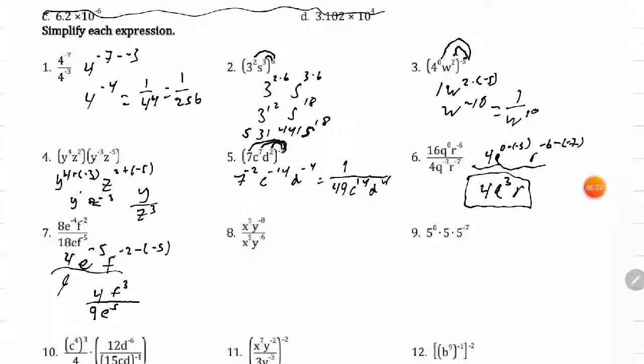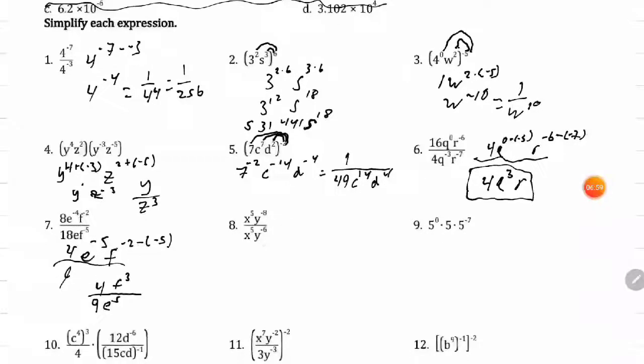Okay. Number 8. X to the fifth divided by x to the fifth. Well, anything divided by itself cancels or becomes 1. So y to the negative 8 minus 6 is y to the negative second. We don't like negative, so we're going to flip it over and make the exponent positive.